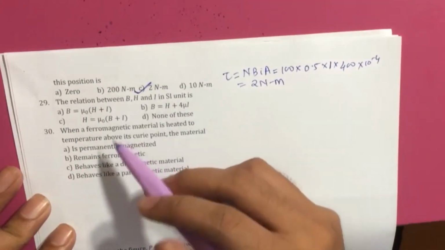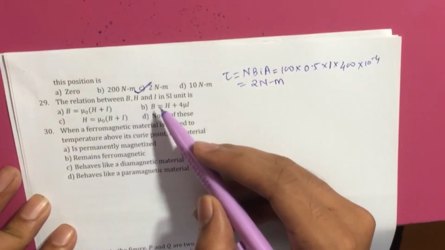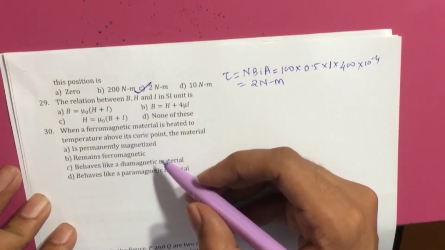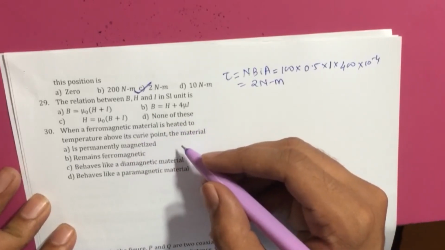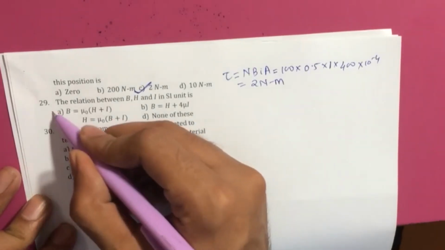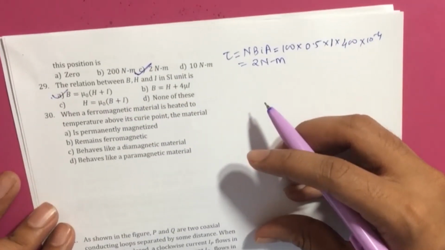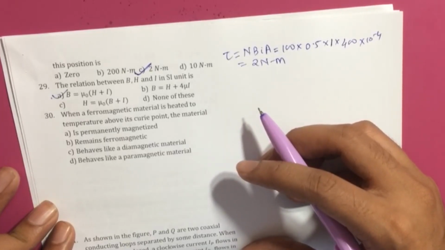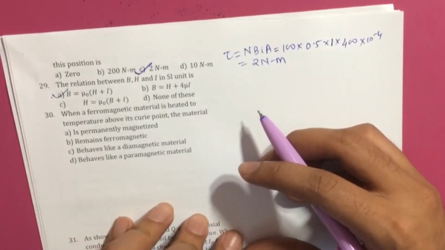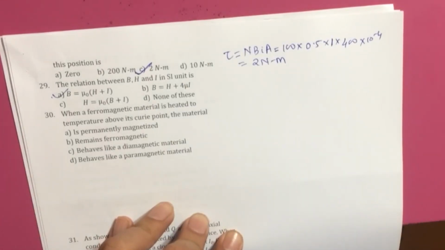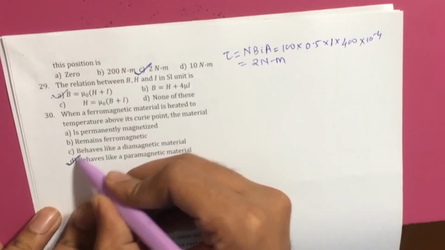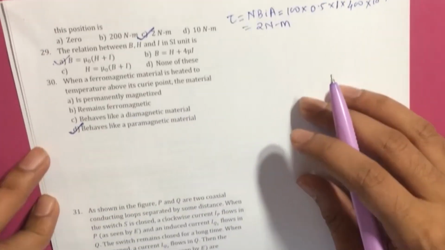Question 29. The relation between B, H and I in SI unit is. So which of the four options represents the relation? Your correct answer would be option A. That is, B is equal to mu 0 into H plus I. Question 30. When a ferromagnetic material is heated to the temperature above its Curie point, the material behaves like a paramagnet. So when a ferromagnetic material is heated beyond the Curie point, it behaves like a paramagnetic material. That is, option D is your correct answer.